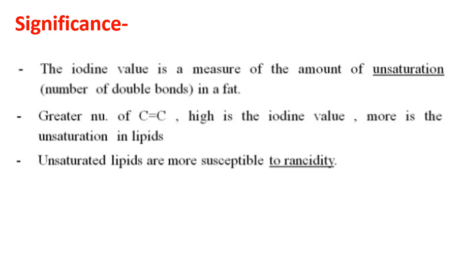Next, significance: the iodine value is a measure of the amount of unsaturation, the number of double bonds in a fat. The greater the number of carbon double bond carbon present in the compound, the higher the iodine value and the more the unsaturation in lipids. Unsaturated lipids are more susceptible to rancidity.